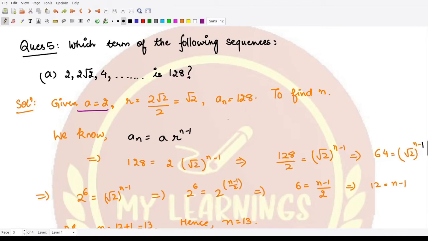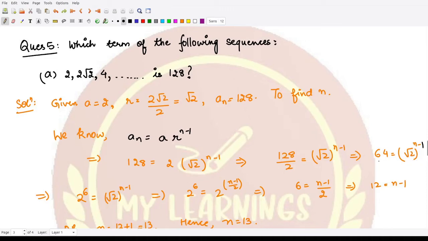So we can use the formula for the nth term here, which is an is equal to a r raised to power n minus 1. We can substitute the value of an as 128, the value of a as 2, and the value of r as square root 2, and we can now solve for the value of n, right? So you can shift this 2 to the left hand side. So you will divide by 2 on the left hand side, so that you would have 64, right? On the right hand side you would have square root 2 raised to power n minus 1.